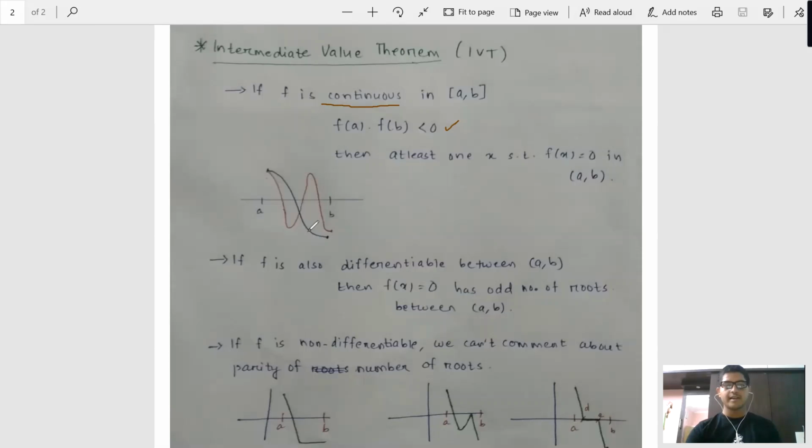Let's consider the blue one. f is continuous in a to b. How to check continuity at a? If you remember, we have to just check the right continuity. So at a, what is the value? At a plus, also the same value, so it is right continuous.